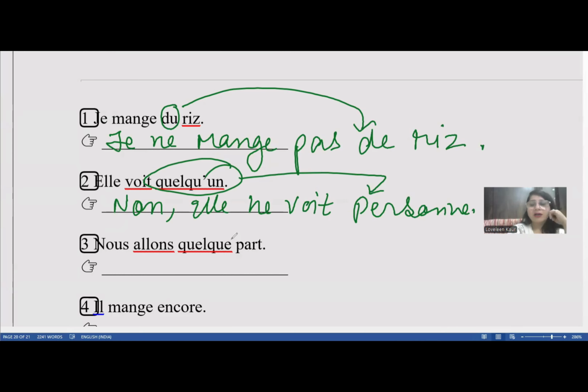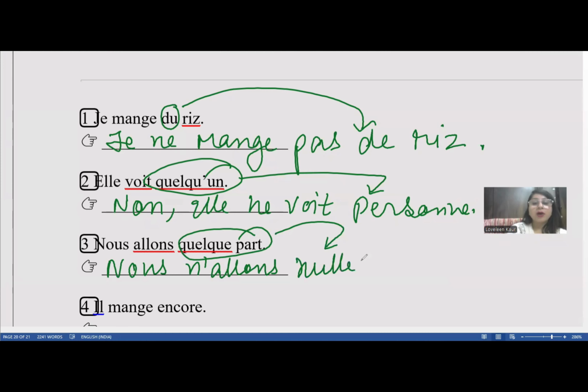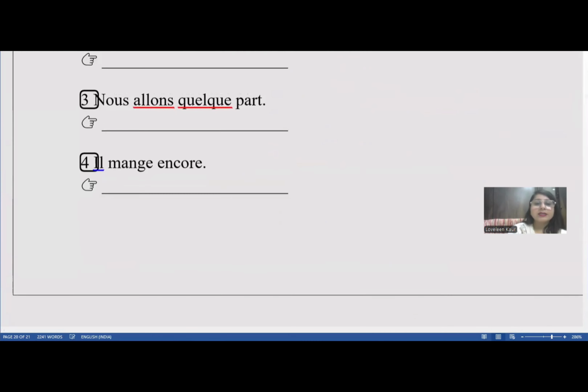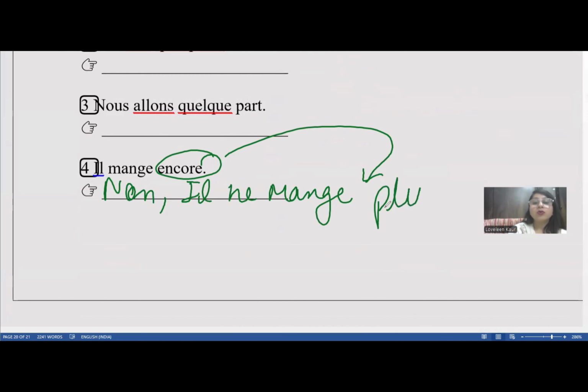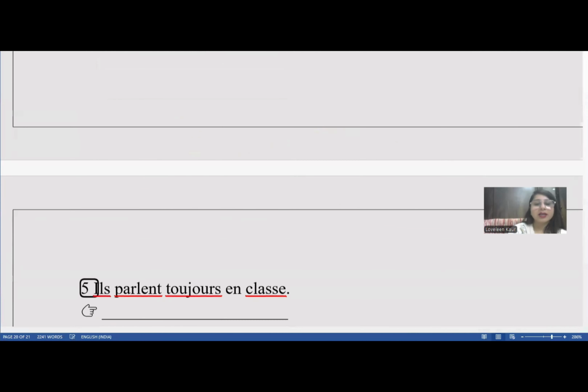Nous allons quelque part. Nous n'allons quelque part will change to nous n'allons nulle part. We are not going anywhere. Okay. Next is il mange encore. He's still eating. No, il ne mange. Encore will change to plus. No, il ne mange plus. No, he's not eating anymore, or he doesn't eat anymore, something like no longer.